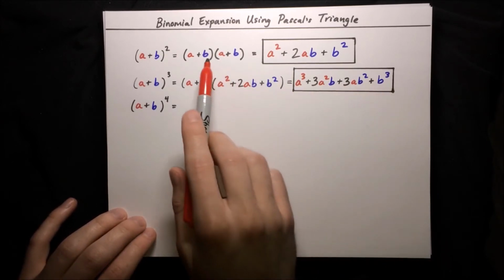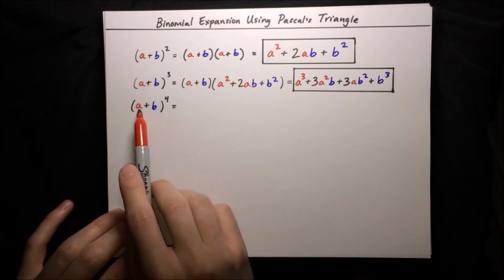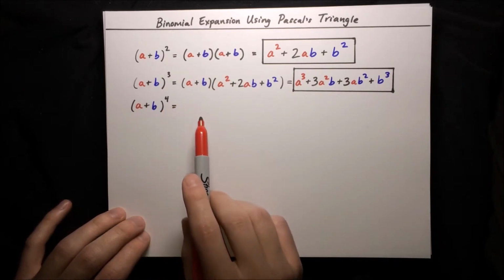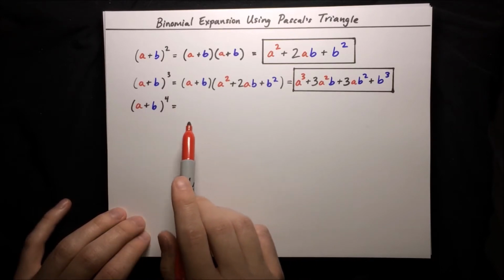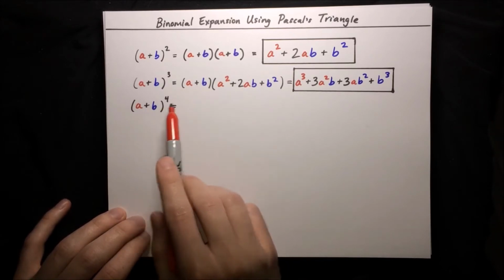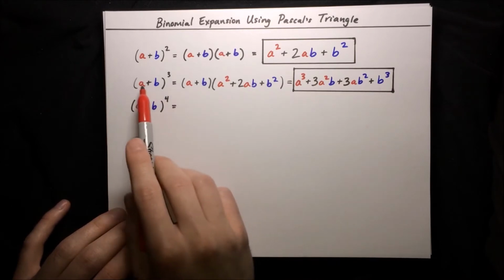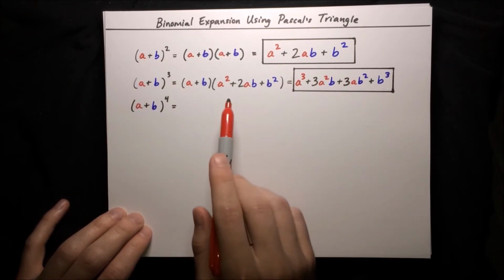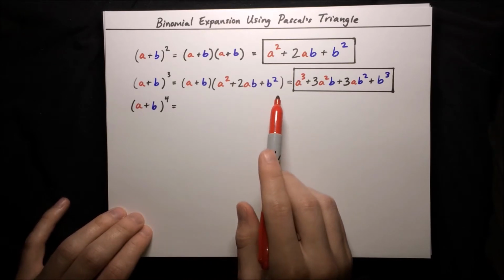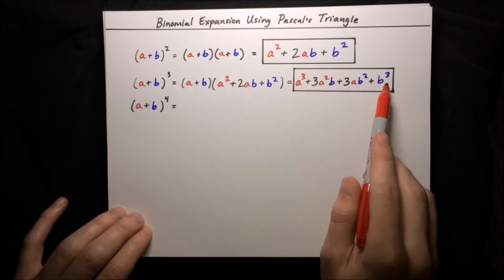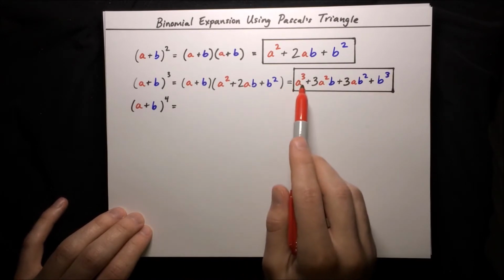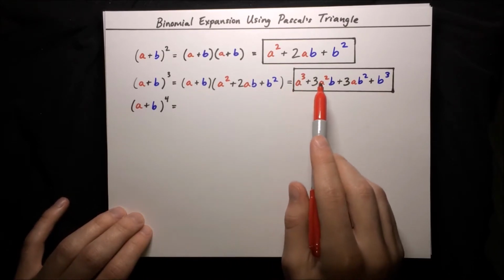Okay, so what if we wanted to continue doing this? What if we wanted to find a plus b to the fourth? We can expand that out again. We can just multiply a plus b times the result that we got for a plus b to the third. But you can see that this is starting to take up a bit of time and effort. This term just keeps on getting bigger and bigger, and as we keep on multiplying that by a plus b, it becomes more and more trouble to multiply out.